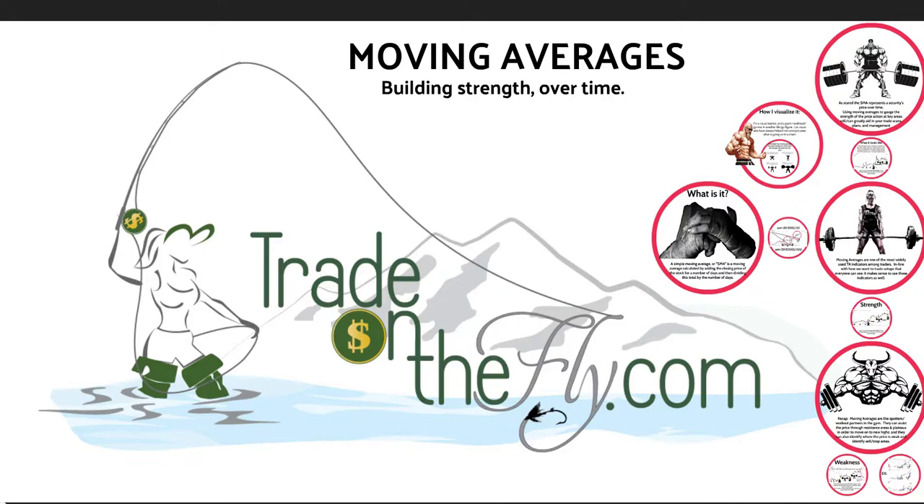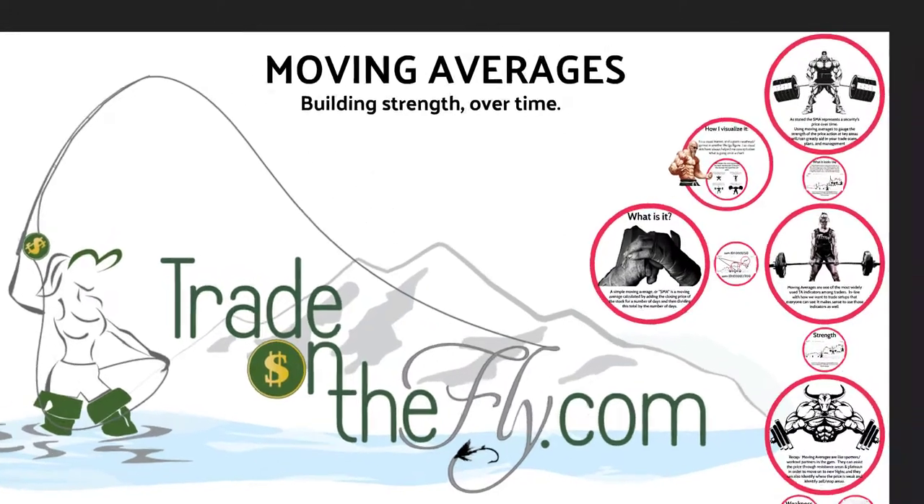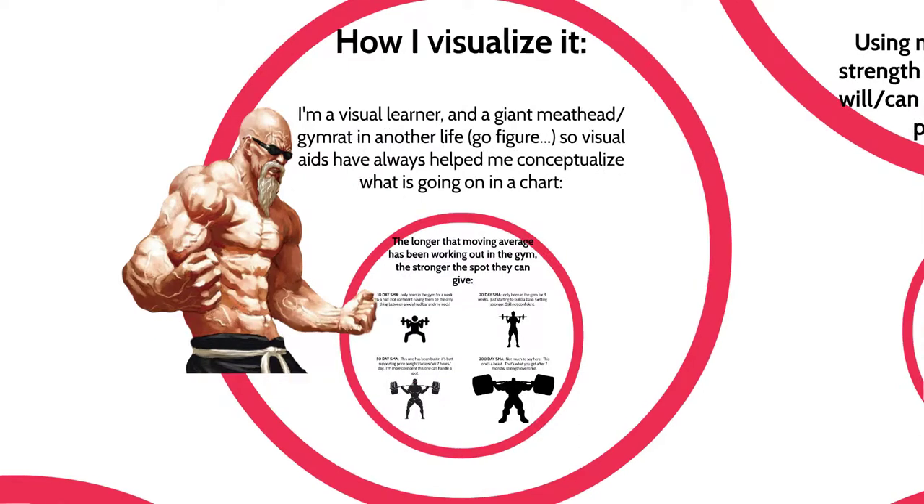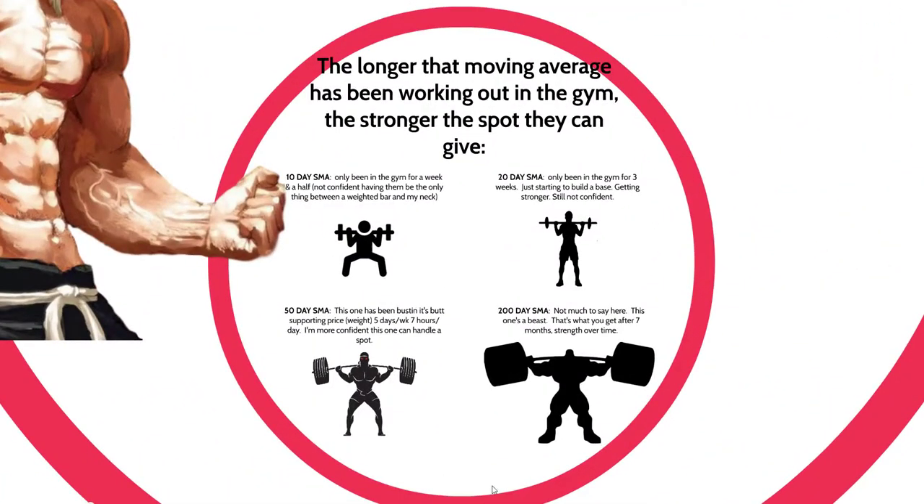Just bringing you a short vid on how I like to visualize moving averages and how they aid in my trade planning and trade management. How I visualize is a little bit weird. I'm a visual learner and a giant meathead / gym rat in another life. Go figure, I have to look at pictures to learn. So visual aids have always helped me conceptualize what's going on in a chart. So here's how I compare the different moving averages and why I use the 50 and 200 days. The longer the moving average has been working out in the gym, the stronger the spot they can give me.